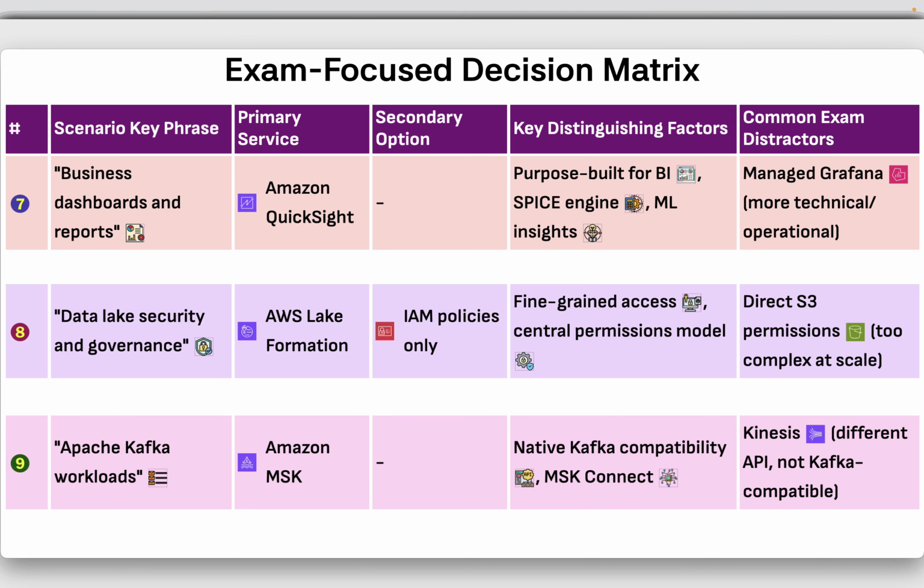Next, Apache Kafka related workloads. So straight away go with Amazon MSK. Key distinguishing factors: native Kafka compatibility, and the MSK Connect framework is also supported. Common exam distractors can be Kinesis, which has a different API, and these APIs are not Kafka compatible. Kinesis has its own producers and consumers. They have totally different APIs compared to Kafka.